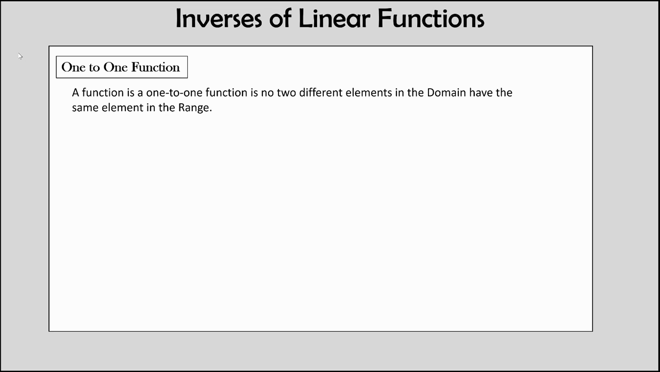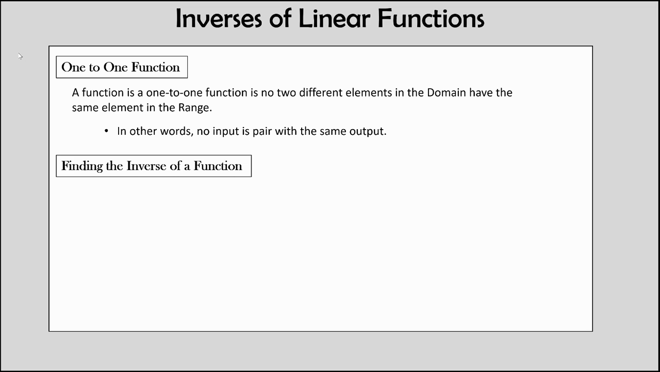One-to-one means no two different inputs are paired with the same output. In other words, no output is paired with more than one input. Everything's unique. So it's a little more restrictive. We're not going to do a ton with that. I just wanted to mention it so when you see it tonight, you don't wonder what's going on.